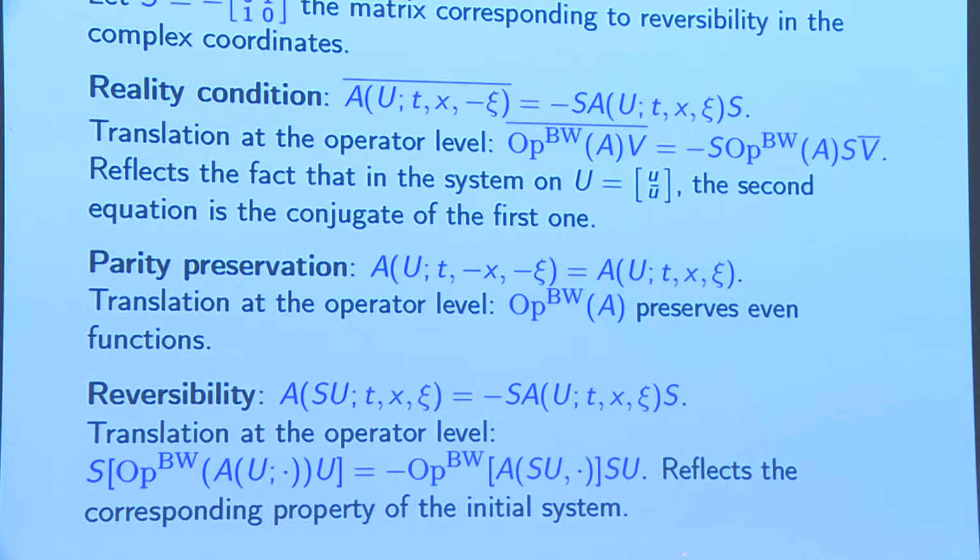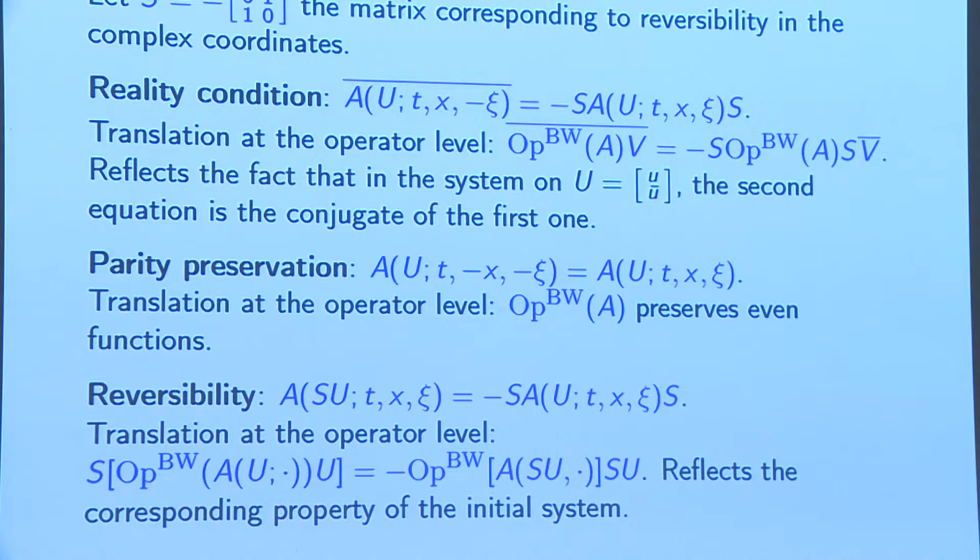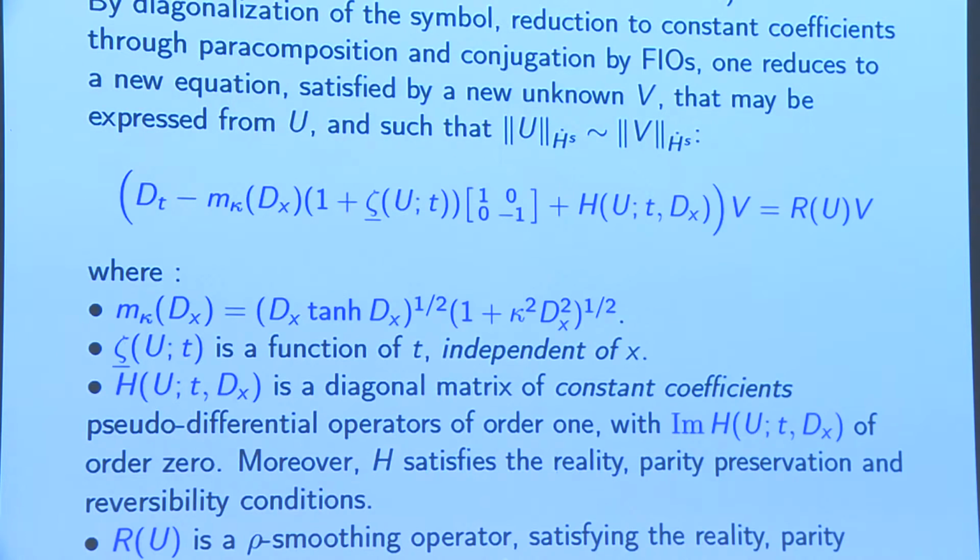This is the property that I used before when I wrote that S of some function f of eta, psi was equal to minus f of S of eta, psi. So that's the third property we shall be using to obtain the result of long-time existence.